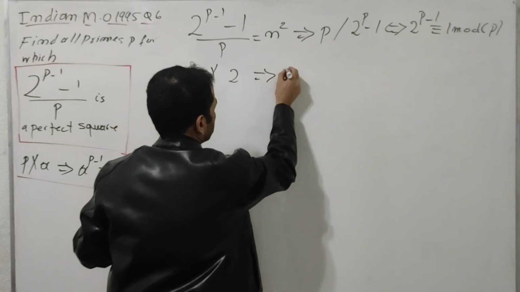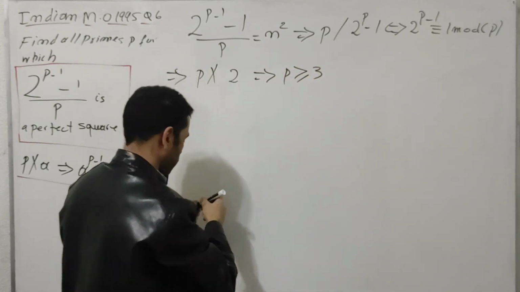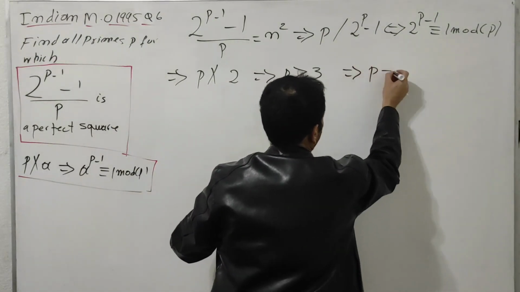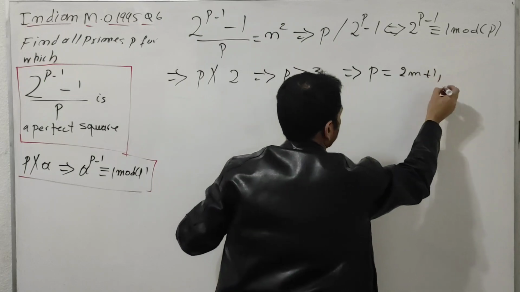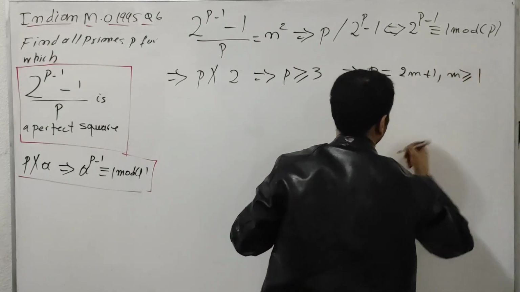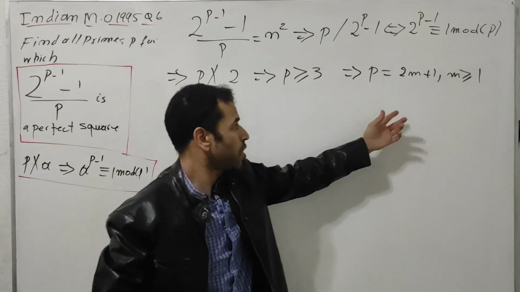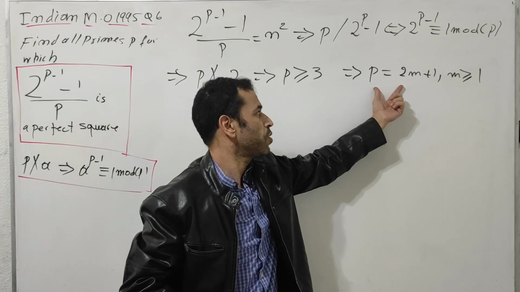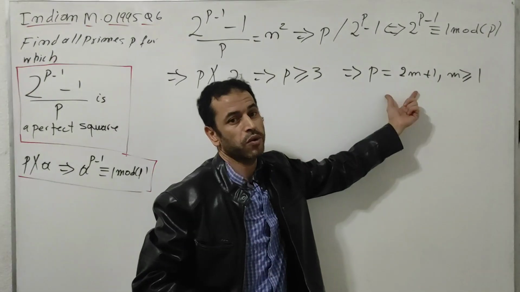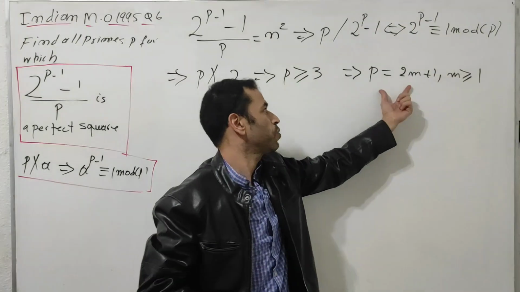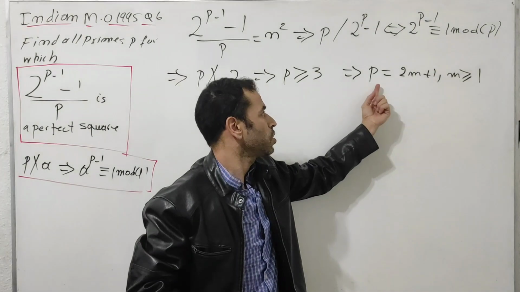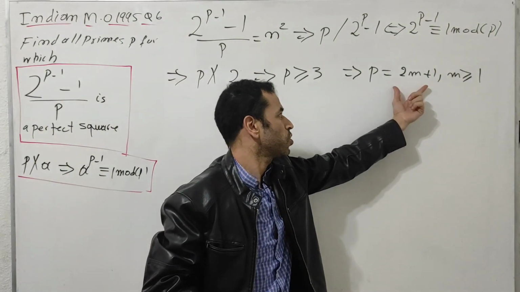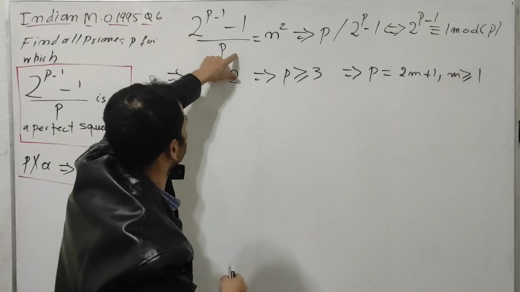So p is greater than or equal to 3, an odd number. Since p is odd, we can write it in the form p equals 2m plus 1, where m is greater than or equal to 1. Not every integer m gives you a prime number; it can be odd but not prime. But a few of them do give you primes. So since a prime can be written in this form, we can go this way.